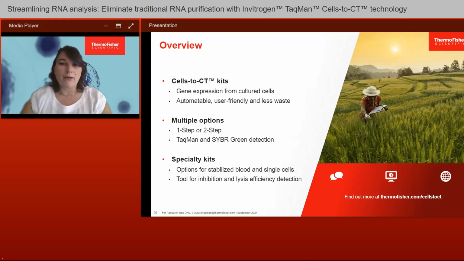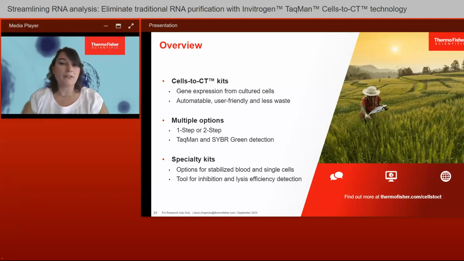So in summary, the cells-to-Ct kits are really beneficial if you're doing RNA expression analysis from mammalian cells. The cells-to-Ct kit would be able to speed up your research because it's much more streamlined than doing a purification method. It's automatable, it's user-friendly, and it also generates a lot less waste, plastic waste as well as the hazardous liquid waste that you would generate from a spin column purification method.